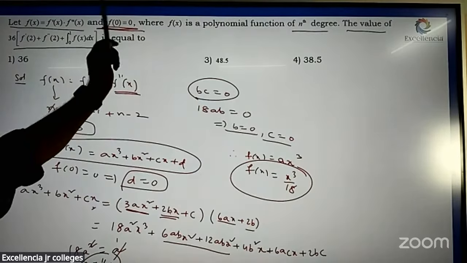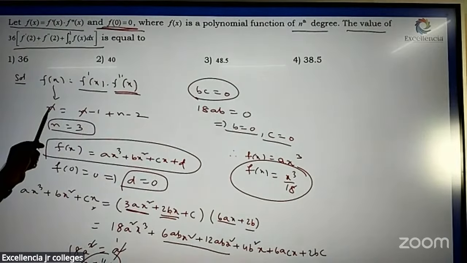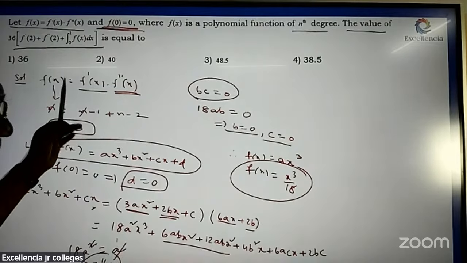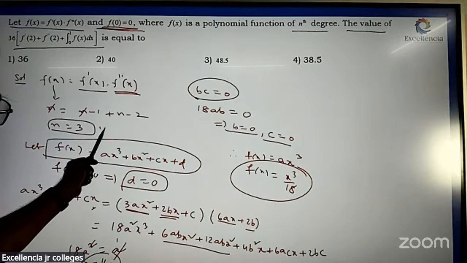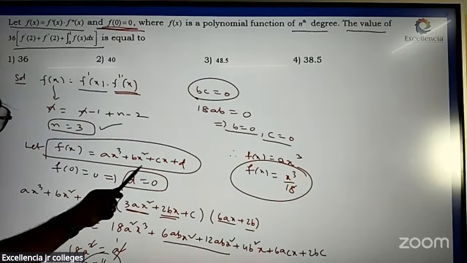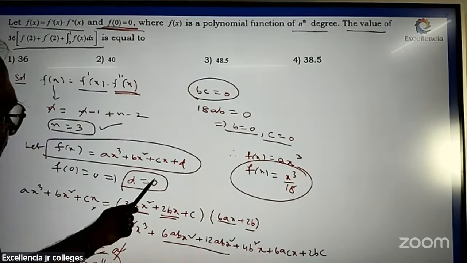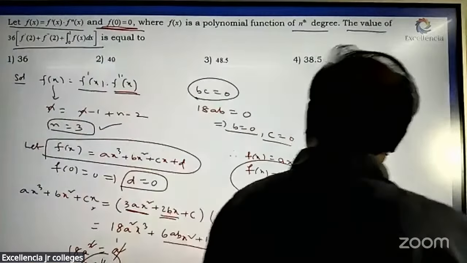f of 0 is equal to 0. f of x is a polynomial function of nth degree. For that, what I did here, the degree of f of x is n, the degree of f dash x is n minus 1. So powers must be equal because these two terms are equal, then I am going to get n is equal to 3. I am taking f of 0 is given as 0, that is constant term is 0. Then we are multiplying and comparing. I am getting f of x is this.